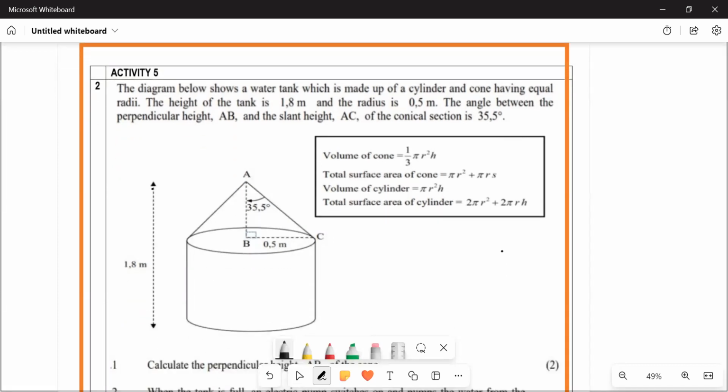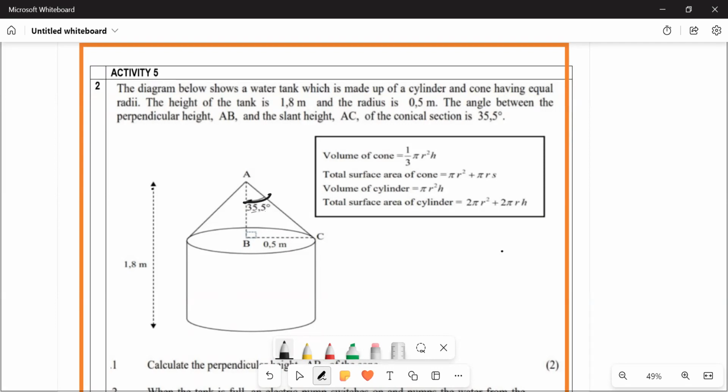And then they went on to say the angle between the perpendicular height and AB. So this angle here, they're talking about this angle here, they say it's 35,5, okay? And then they say the slant height is AC. The angle between the perpendicular height and the conical section is 35,5.